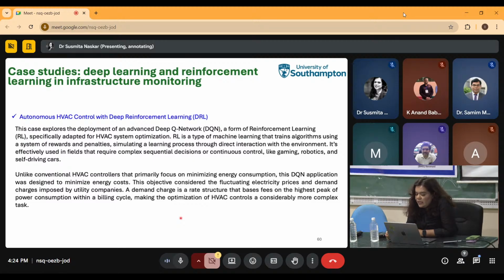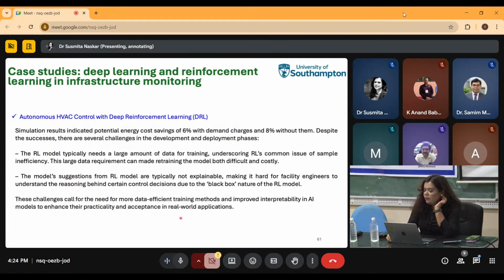So basically you will see that using DQN or this kind of method highlights how these methods are revolutionizing infrastructure monitoring and control by making it autonomous, adaptive and cost-effective.